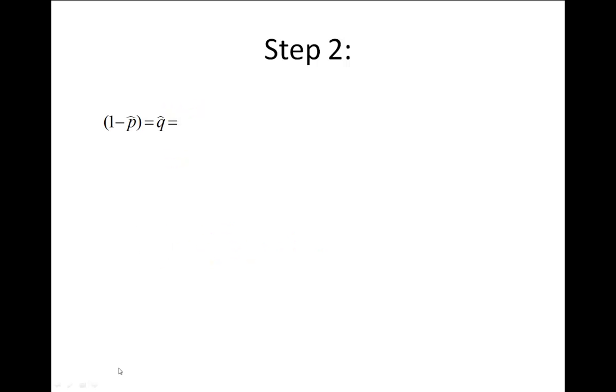Step two is to figure out what q-hat is, and that's 1 minus p-hat. Some teachers use the q-hat and some teachers just leave it as 1 minus p-hat, but that's going to be 1 minus 0.581, which gives me 0.419.